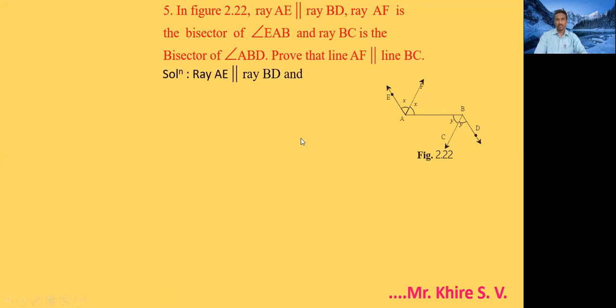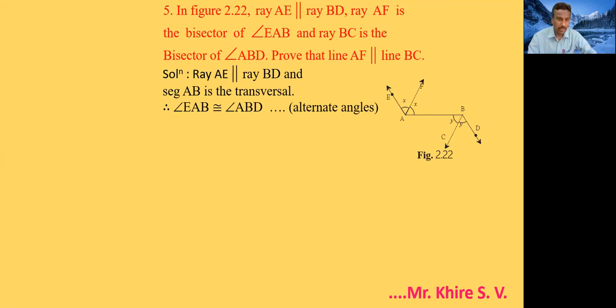The solution for this: ray AE is parallel to ray BD. It is given in the question. And segment AB is their transversal. If two lines are parallel and one is their transversal, then we know that alternate angles are always congruent. Therefore, angle EAB is congruent to angle ABD, alternate angles. Now, ray AF is the bisector of angle EAB.